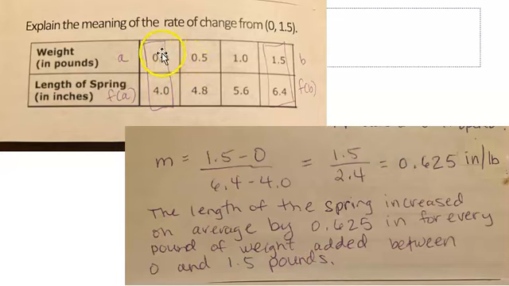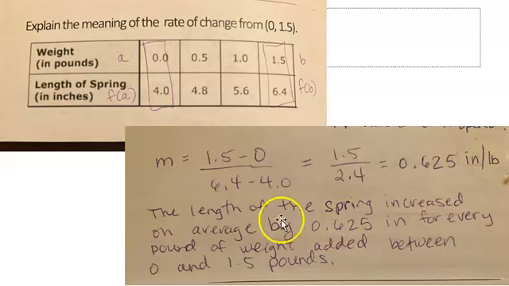That means as I add 0 pounds, half a pound, 1 pound, and 1.5 pounds, between these particular weights, that's going to give me on average a 0.625 inch length increase in my spring. Now I do want you to notice one last thing about this problem.